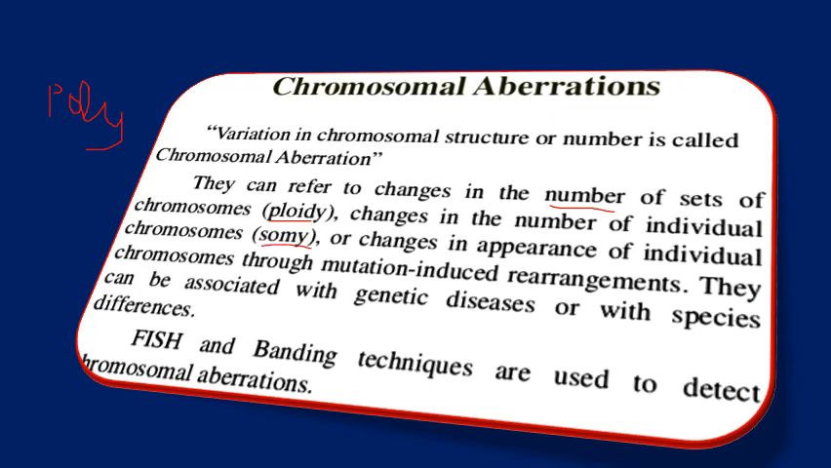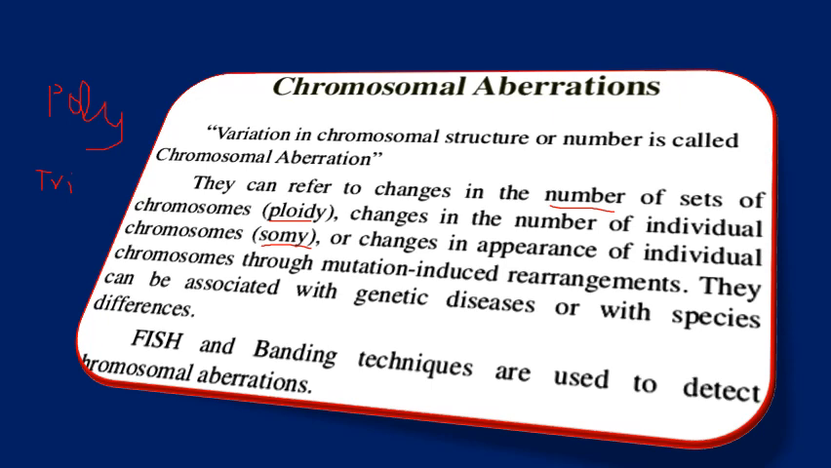And changes in the number of individual chromosomes, which is called somy, like trisomy in the case of Down syndrome, or changes in the appearance of individual chromosomes through mutation-induced rearrangement of some chromosomes or some parts of the chromosome. They can also be associated with genetic diseases or with species differences.